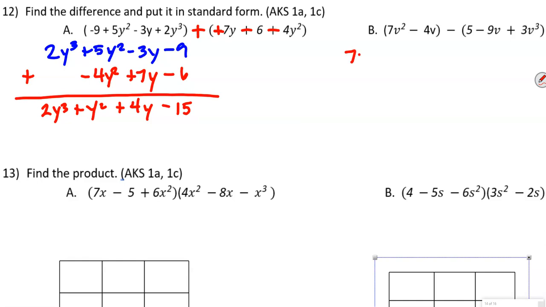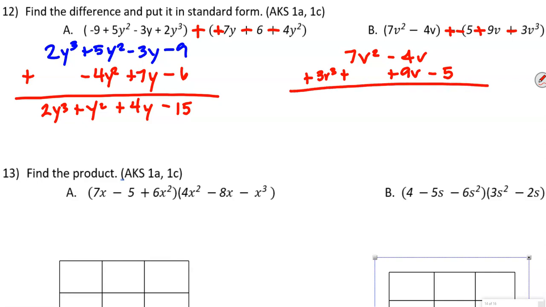So I'm going to do 7v squared minus 4v. Again, we're going to do minus, plus, minus, because we're going to change that to a plus, okay? So now when we add this, we've got a 3v to the third. Don't have anything like that in the top one. And then we're adding to it down here a 9v. And then we're also subtracting from it a 5, okay? See that? So we can only line up the terms that we have.